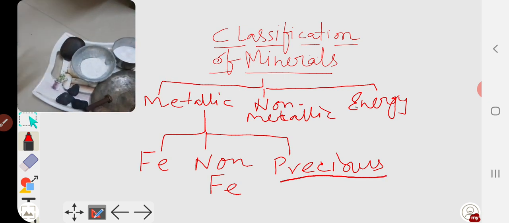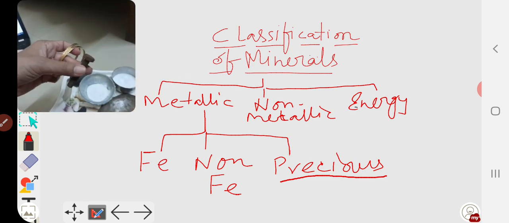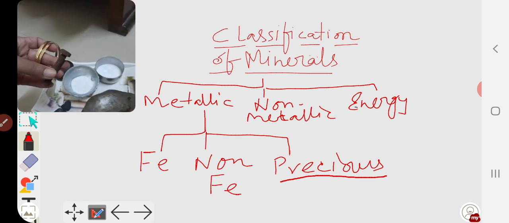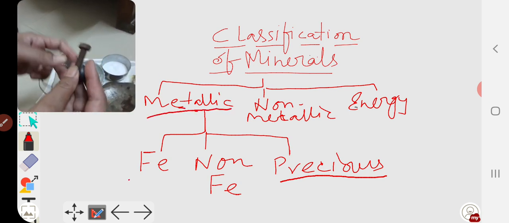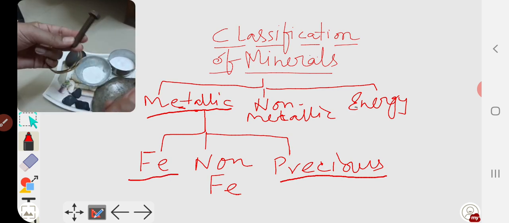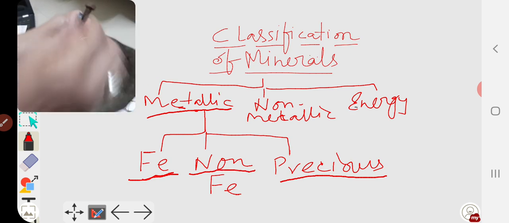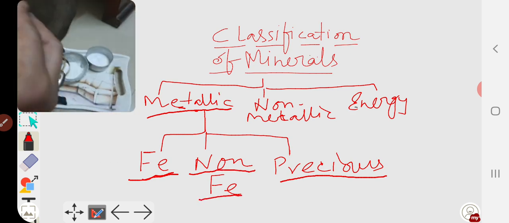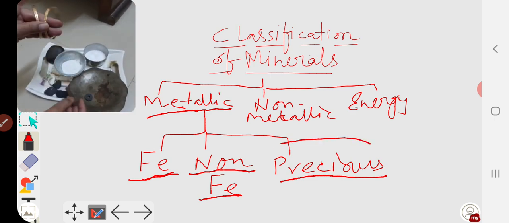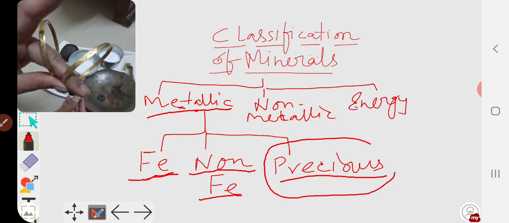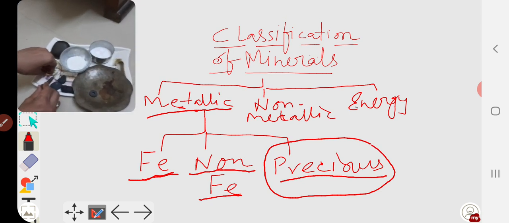Which are the metallic minerals? This is a metallic mineral, this is also one, and this is also one. But under the metallic minerals, we got three criteria. One is having iron content, that is Fe, ferrous. The one which does not have iron content is non-ferrous. And lastly, the precious metals, that is gold and silver. So we got three types of metallic minerals.